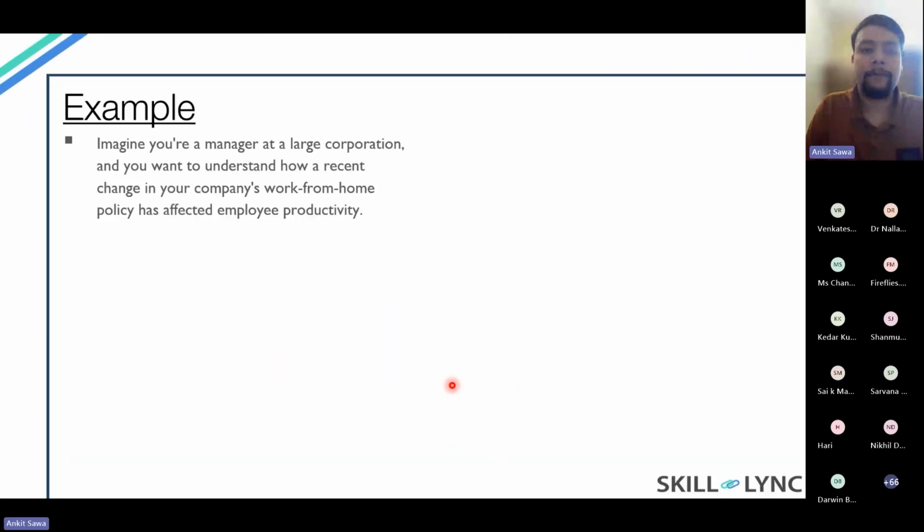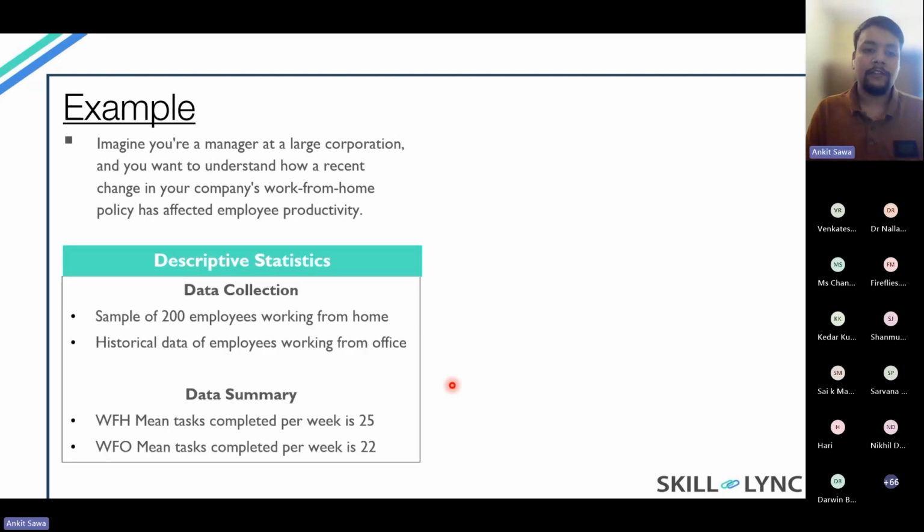We'll talk about an example. Let's say you are a manager at a large corporation, and you want to understand how a recent change in your company's work from home policy has affected the employees' productivity, whether they are able to execute more tasks or fewer tasks. So there are two things involved. First we will define the descriptive statistics, then we'll talk about the inferential statistics to derive data recommendations.